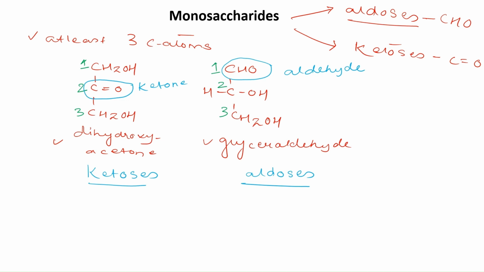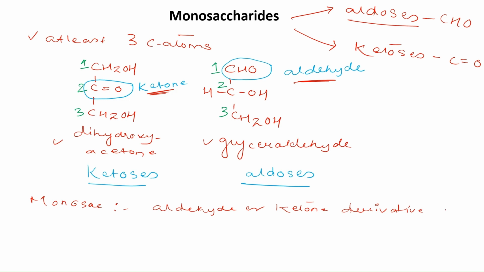Next difference we can find from here. When we are numbering the carbon atoms, in case of the aldehyde functional group, the functional group is the first carbon. CHO is carbon number 1. Whereas in case of the ketone group, C double bond O, it is the second carbon. Clear? So the aldehyde functional group is present at the first position, and the ketone functional group is at the second carbon. So now how can we define monosaccharide? These are aldehyde or ketone derivatives of straight chain polyhydroxy alcohols.